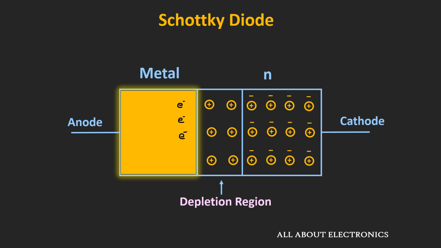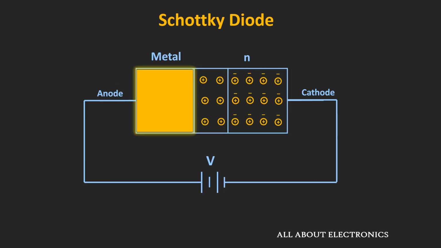Now, whenever we apply forward bias, the strength of the negative barrier will reduce, because the electrons will get attracted towards the positive terminal. And once again, the electrons on the N side will be able to enter the metal. So in this way, the flow of electrons is established in the given circuit. And as I said earlier, the barrier potential for the Schottky diode is less than the PN junction diode. So by applying a small voltage also, we can get the desired current.